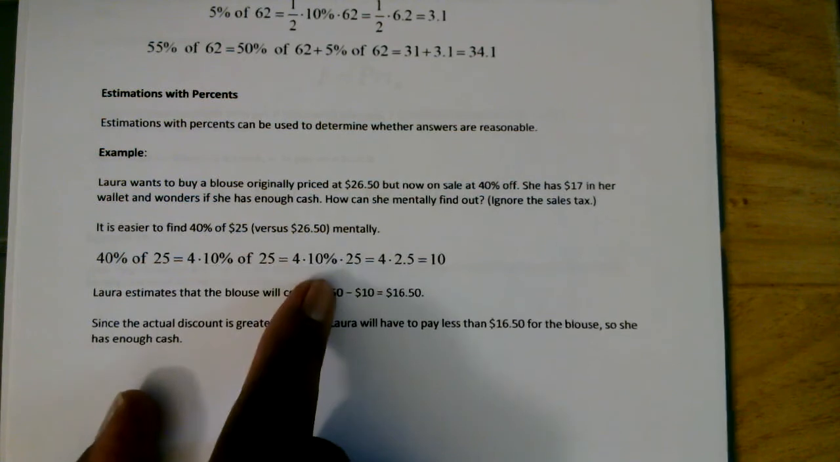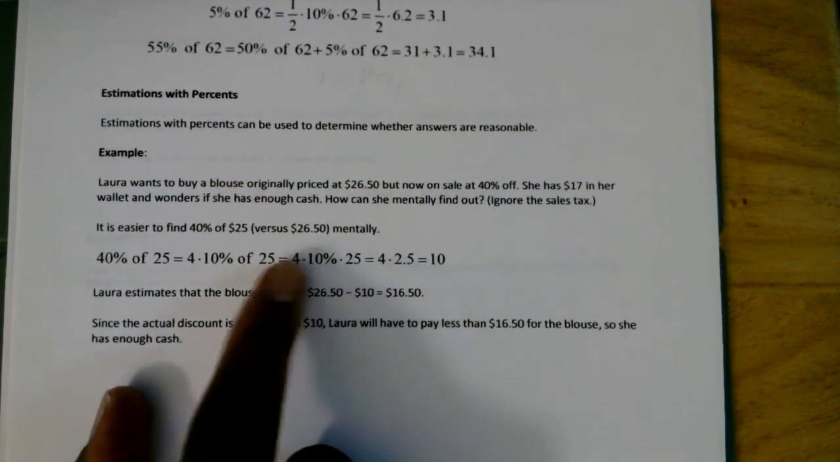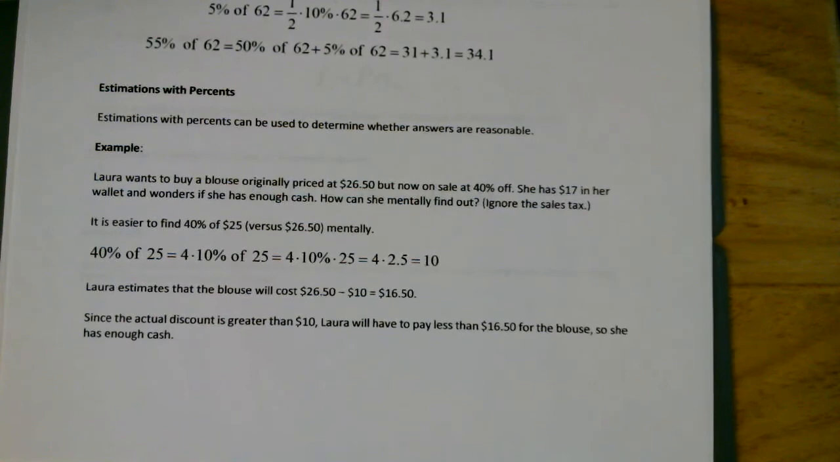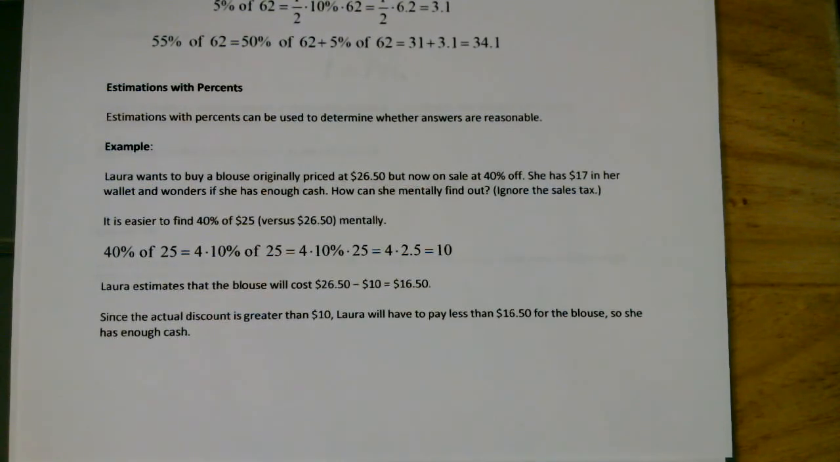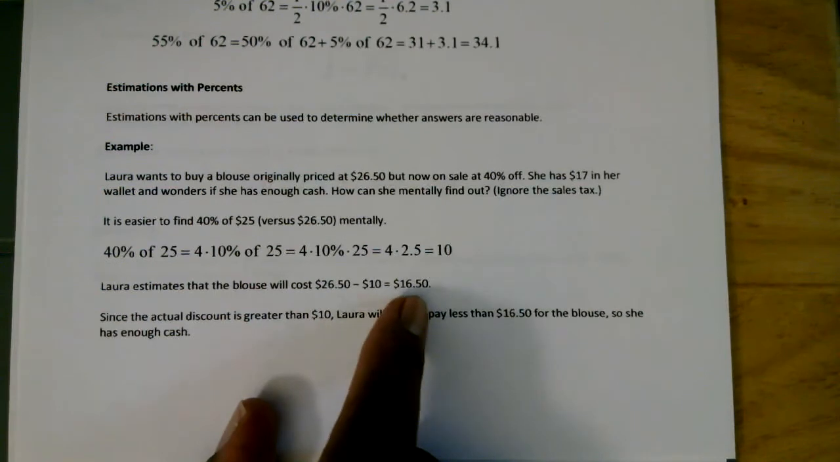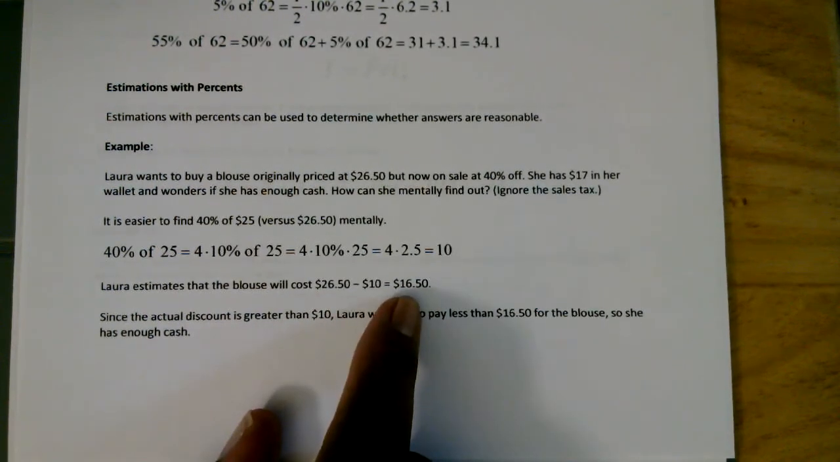And then 10% would be 0.10. 0.10 times 25 would be 0.25. And then multiply 4 times 0.25, and you'll get 10. And that would be the amount of that discount. But if we subtract that $10 from the $26.50, you'll end up with $16.50, and this is her estimated cost of the blouse.